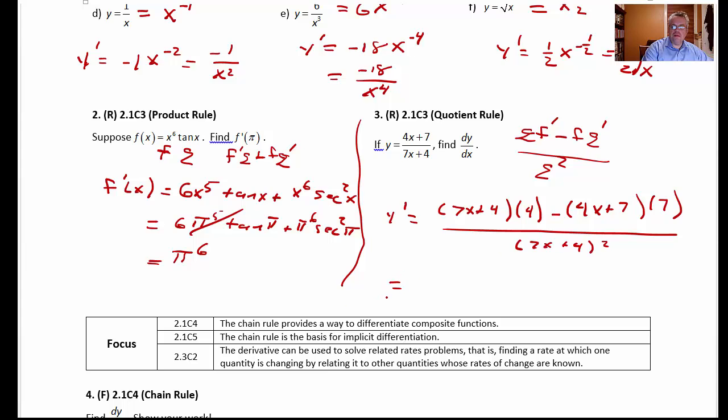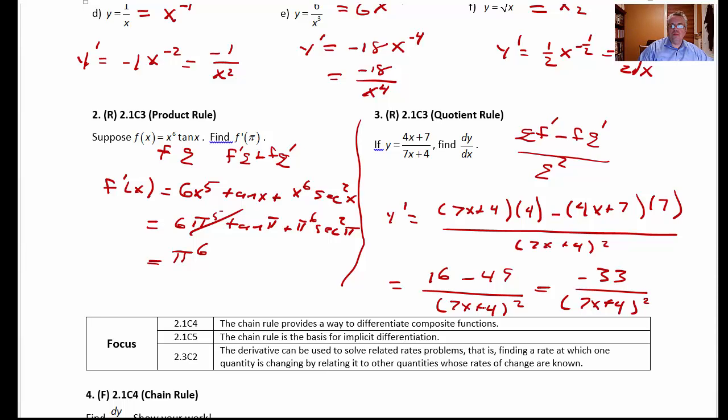Okay, we should simplify it a little bit and see if we can do this quickly. 7x times 4 is 28x. 4x times 7 is minus 28x. Those cancel. And 4 times 4 is 16. And we have minus 7 times 7, which is 49, all over the denominator, (7x + 4) squared. So I think we get minus 33 over (7x + 4) squared.